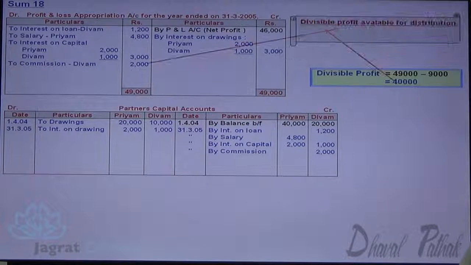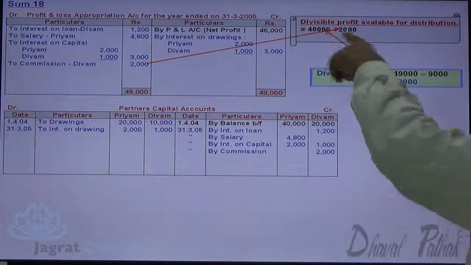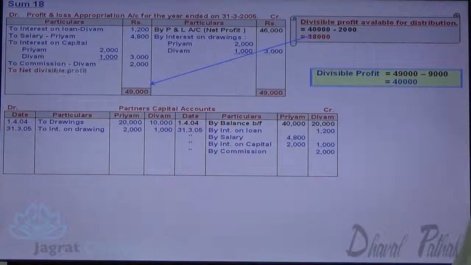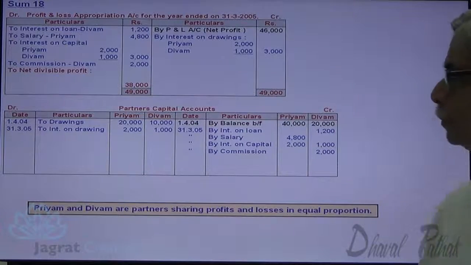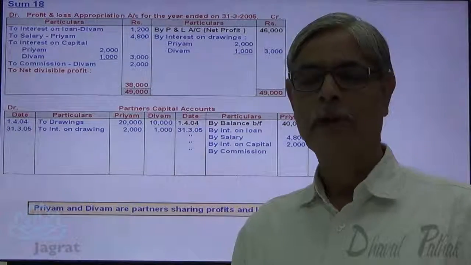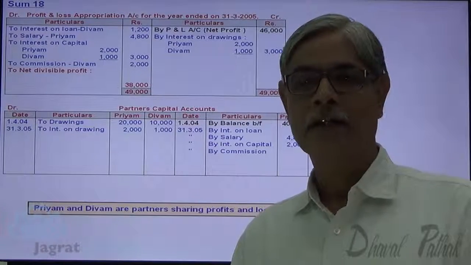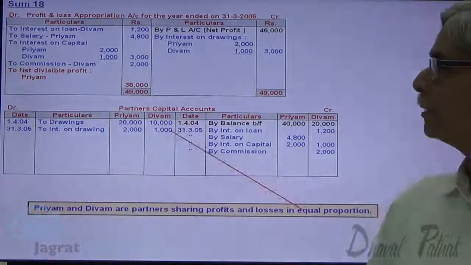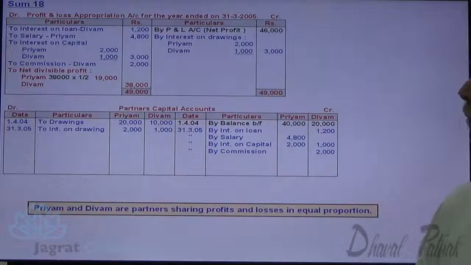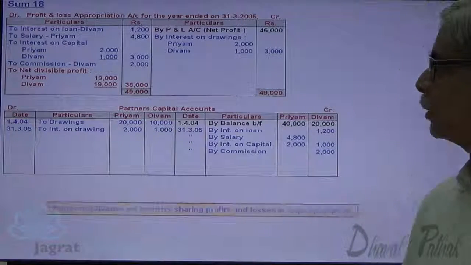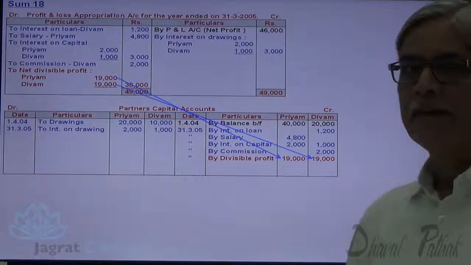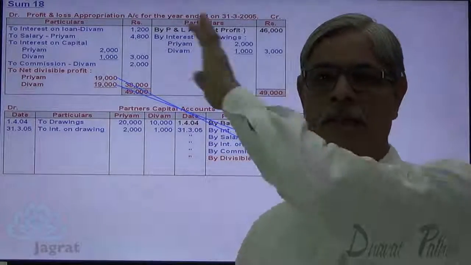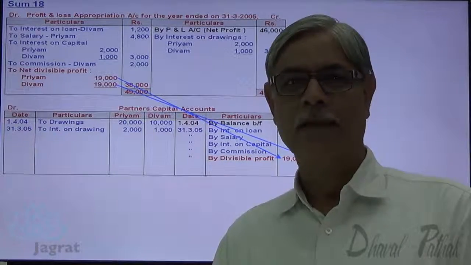So net divisible profit, 40,000 minus 2,000, 38,000. That will be distributed between partners with the equal profit sharing ratio. So 38,000 distributed equally. So 19,000 is the share of each partner in this divisible profit. And this 19,000 is transferred to their capital accounts. Priyam's capital account and Divam's capital account has been credited with 19,000 each. Now this is how profit and loss appropriation account gets closed.